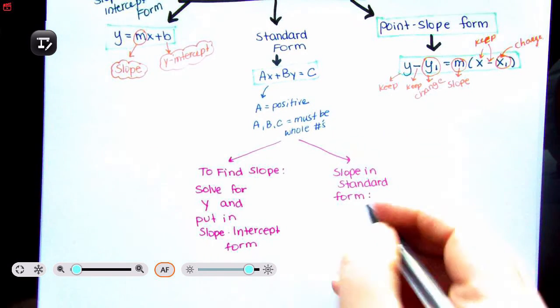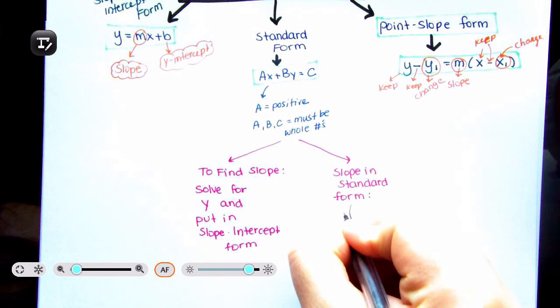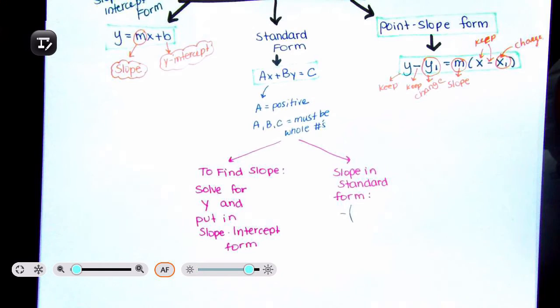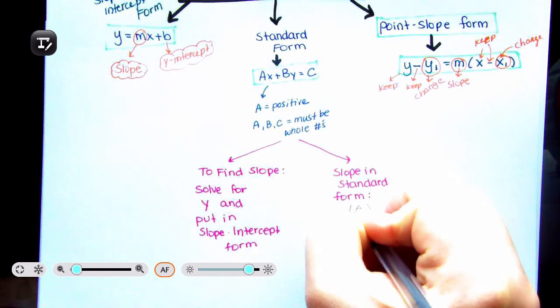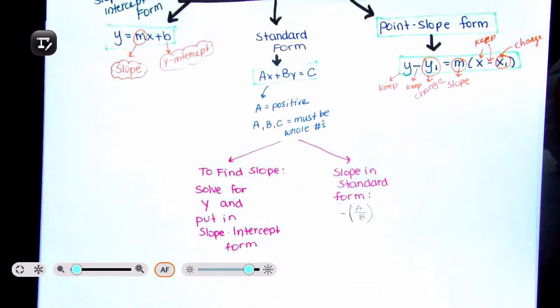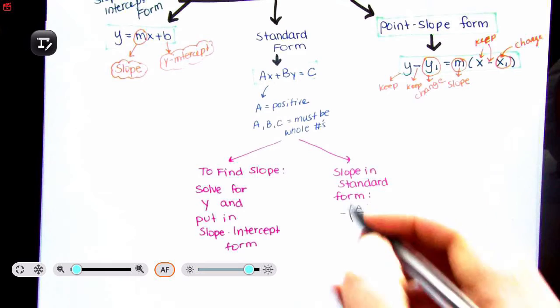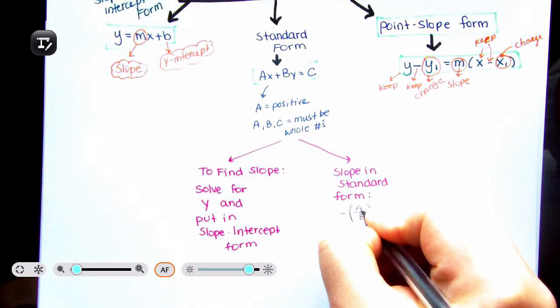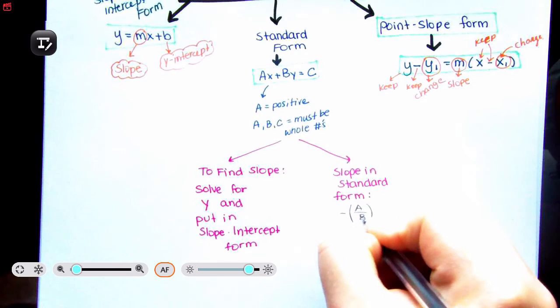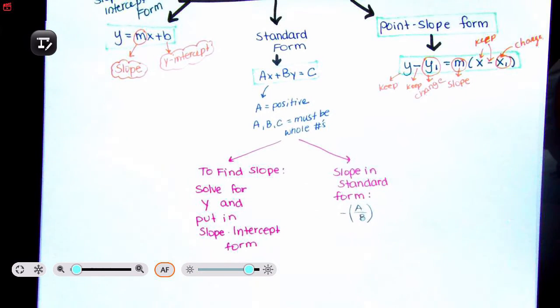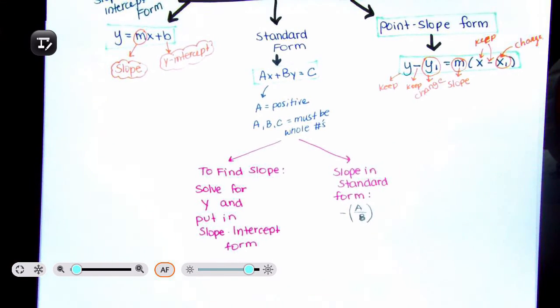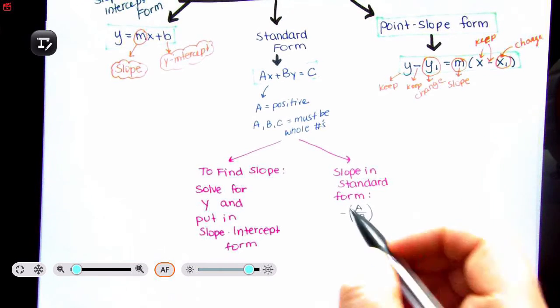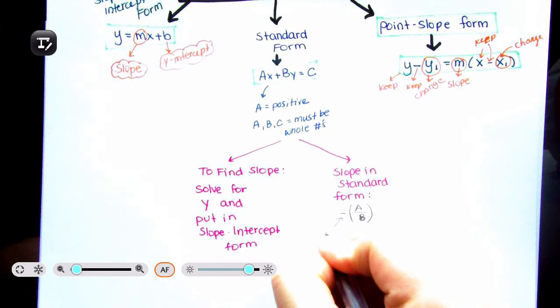Slope in standard form is going to be the opposite of A over B. It is your choice if you want to put it in terms of y, or if you want to use the formula. I personally like to use the formula just because it saves me lots of time. Let me make sure that's a B. And this is not negative, this is the opposite.